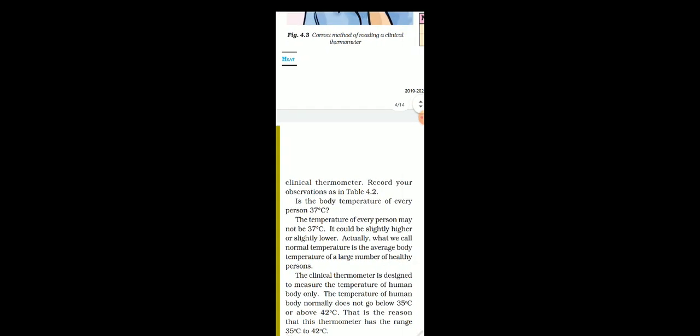Now students, after understanding the clinical thermometer, an activity is given in the NCERT. What does it say? It says, measure the body temperature of some of your friends, at least 10, with a clinical thermometer. Record your observations in the table. Now the question it is asking is: is the body temperature of every person 37 degrees Celsius? The answer is no. The temperature of every person may not be 37 degrees Celsius. It could be slightly higher or slightly lower, meaning it can vary.